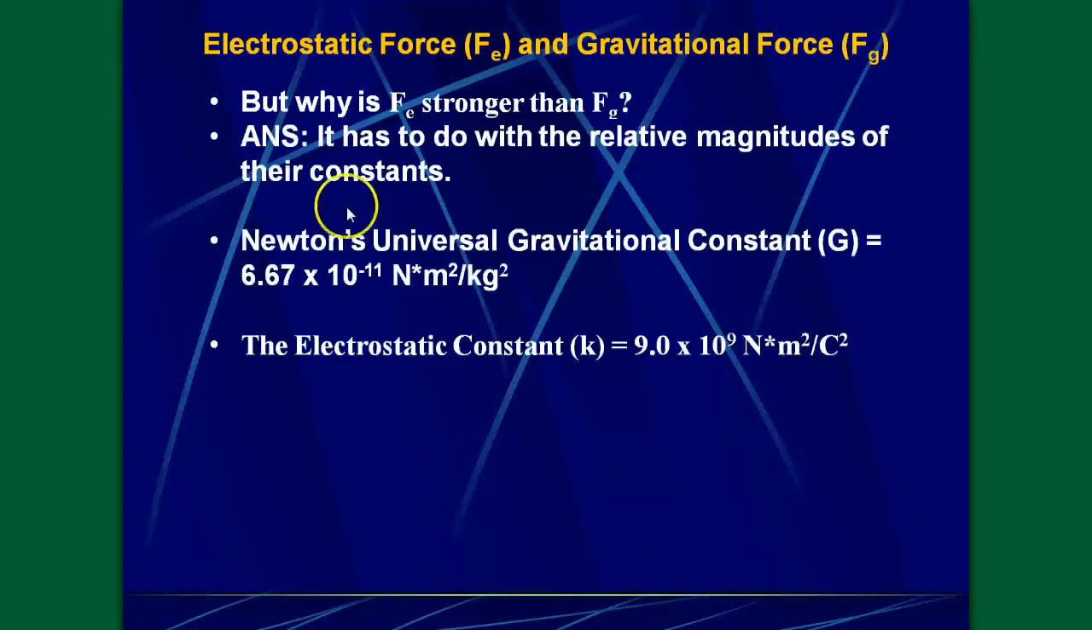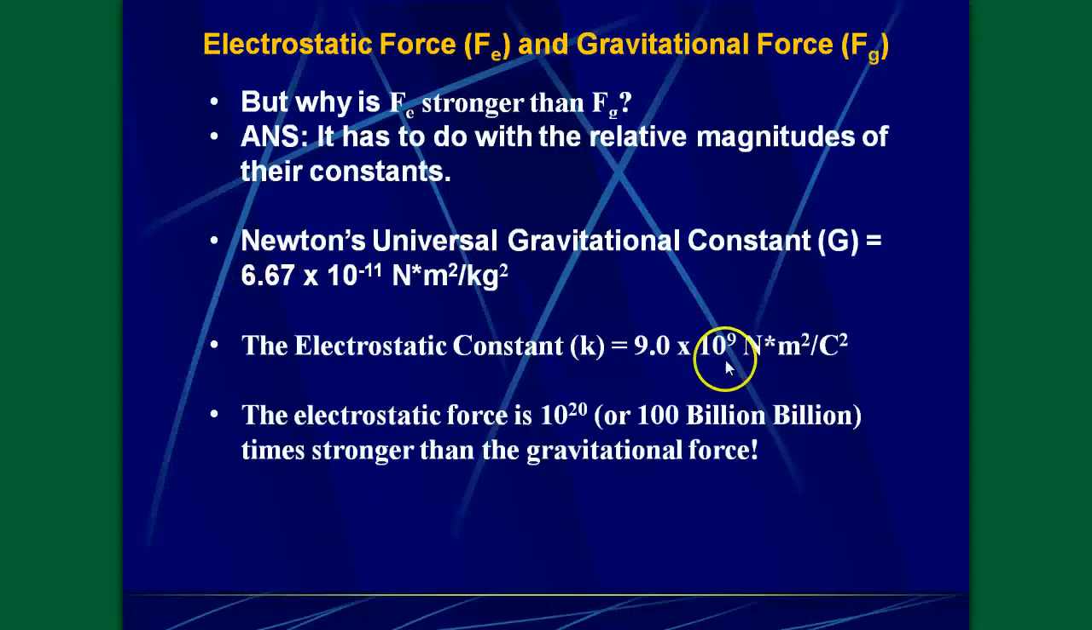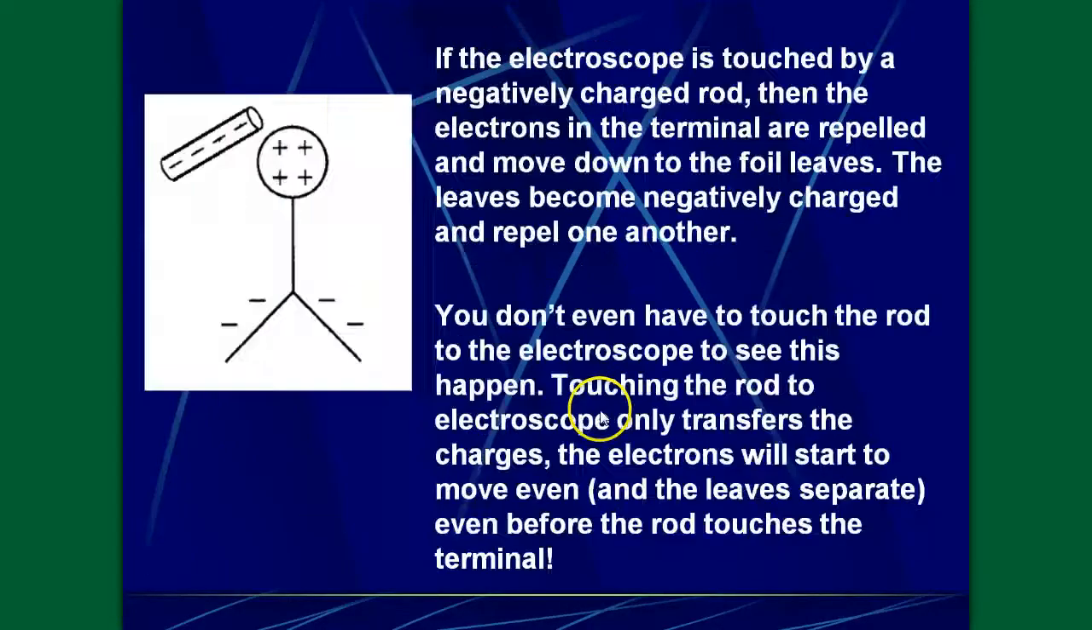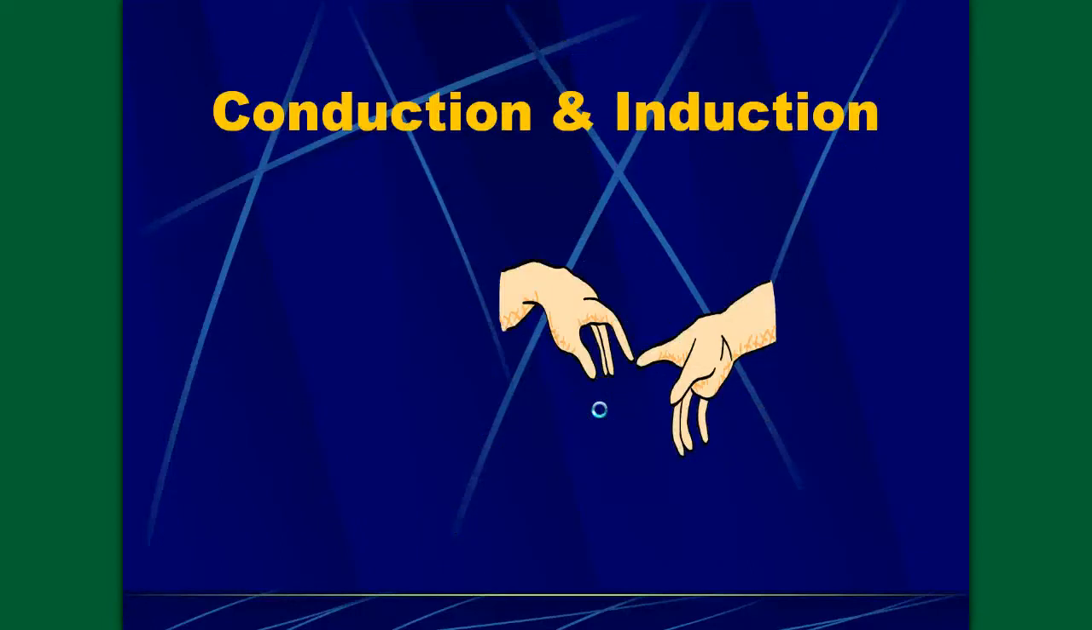So it has to do with the constants. Again, there's G, there's K, 10 to the 20th times stronger. I'm going to skip electroscopes for now, and we're going to talk about the last thing that I want to discuss, and that is conduction and induction.